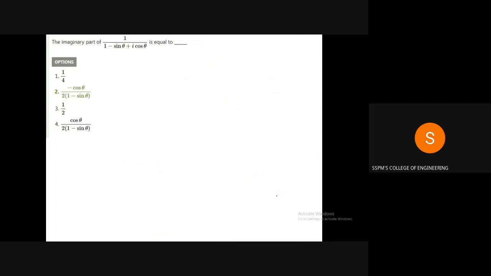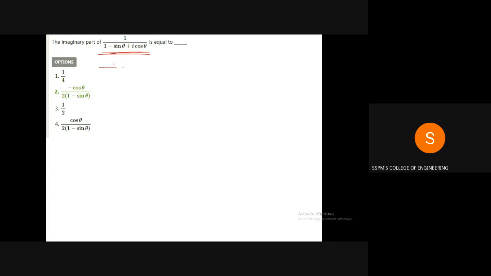Next question is, see now a complex number is given here, and we have to find its imaginary part. Imaginary part means the coefficient of i. We have to find it.